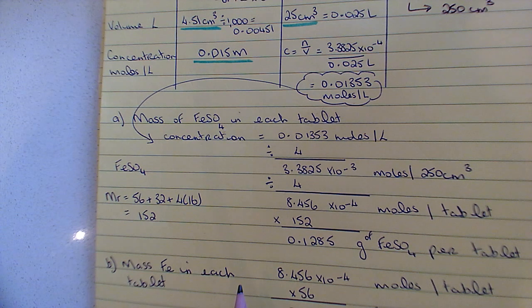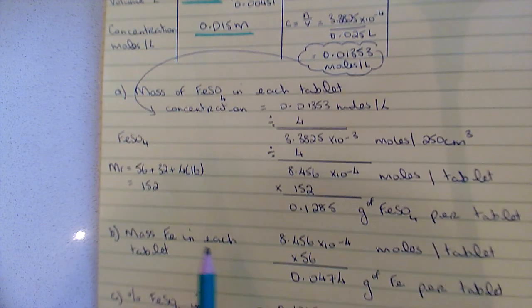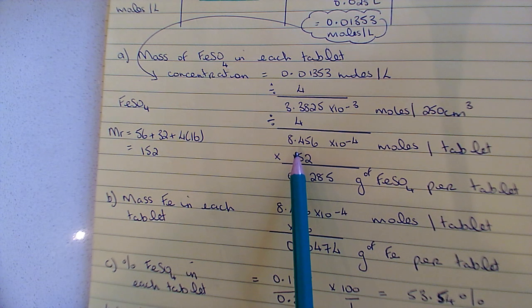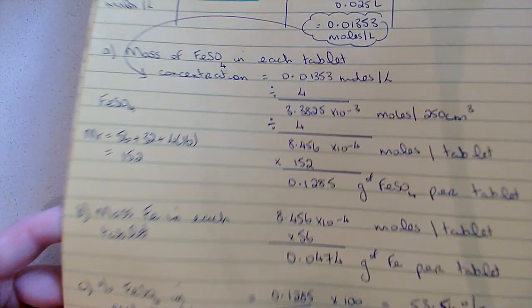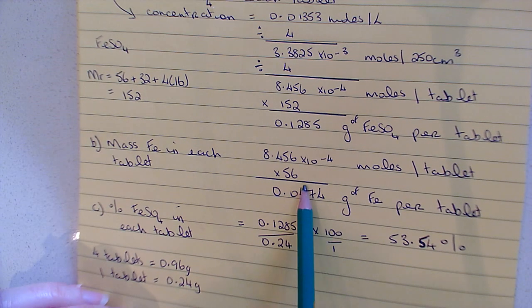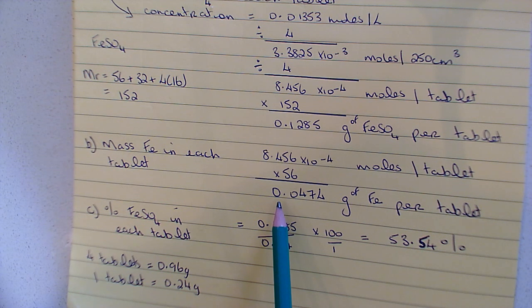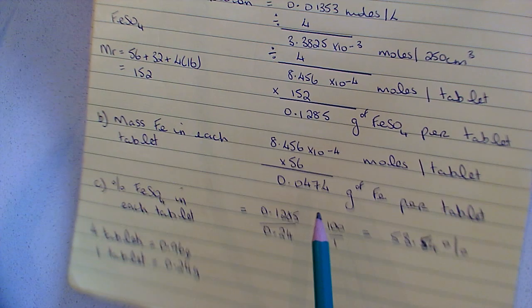Part B, I'm asked to work out the mass of iron in each tablet. So now I'm not being asked for the mass of iron sulfate, I'm being asked for the mass of iron. Let's go back to the number of moles per tablet, which we had up here, 8.456 × 10^-4 moles per tablet. Now I'm multiplying that value by the relative atomic mass of iron, which is 56, and that gives me the mass of iron per tablet, which is 0.0474 grams.